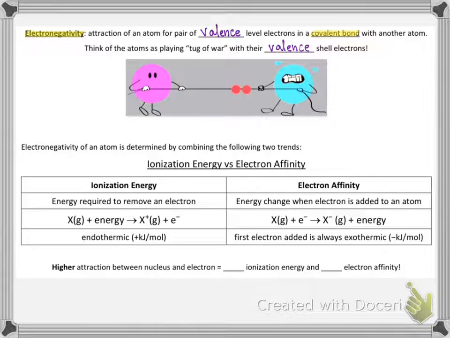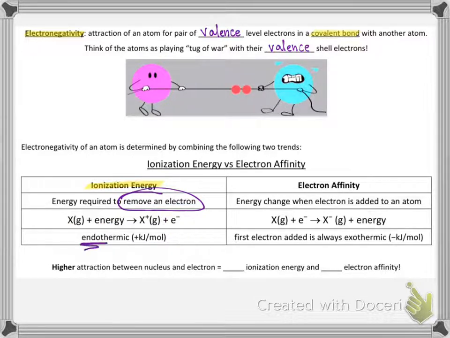Electronegativity is actually determined by combining 2 different trends. You look at both something called ionization energy and electron affinity. They are similar but not quite the same thing. Ionization energy, honestly, is more commonly talked about, and it is the energy required to remove an electron. So you've got something neutral, and it takes some amount of energy to steal the electron away.